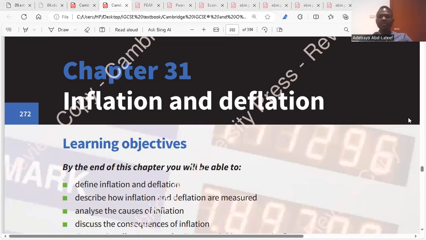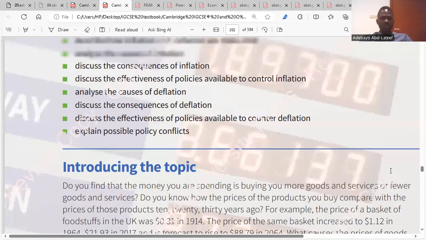Shall we? So we'll go to chapter 31, inflation and deflation. So we're talking about inflation, we're talking about a persistent rise in the prices of foods, goods, and services within an economy. So let's see. Introduction.